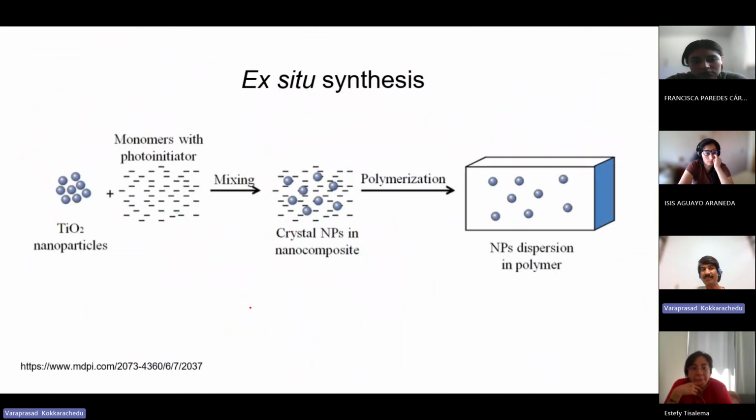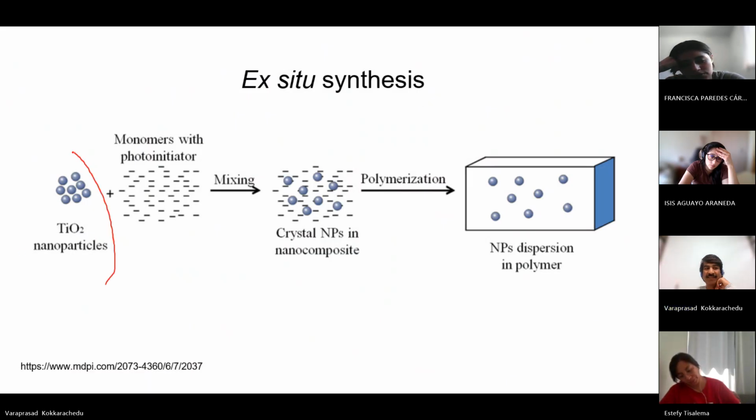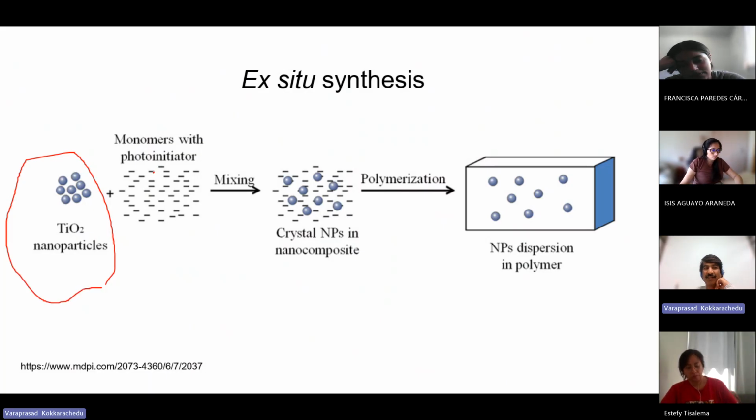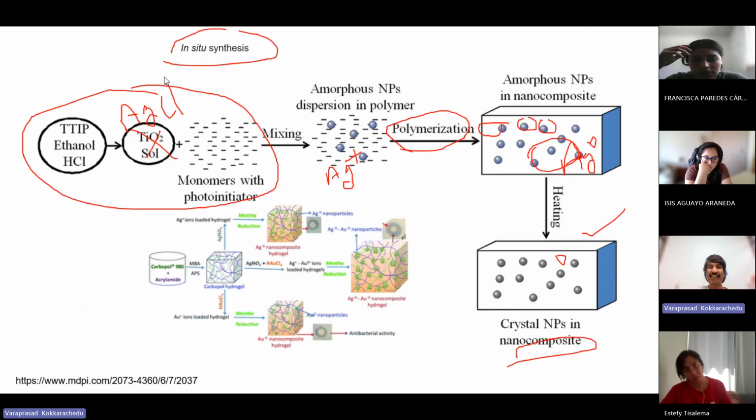So another one, ex-situ synthesis process. How is the nanoparticle formed? Here what we do, we take the nanoparticle directly. We take the nanoparticle directly and we mix with monomer and whatever the polymer, we just mix and we add initiators. Here, the nanoparticle we use directly. In the other case, we synthesize the nanoparticle inside the matrix. Understand, right? Clear, right?